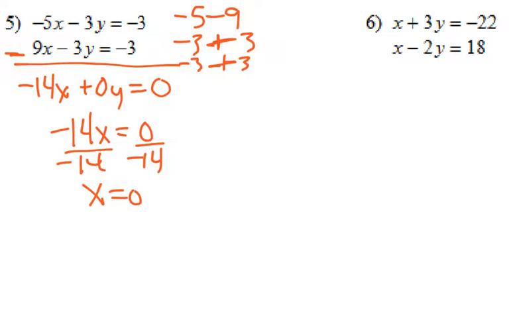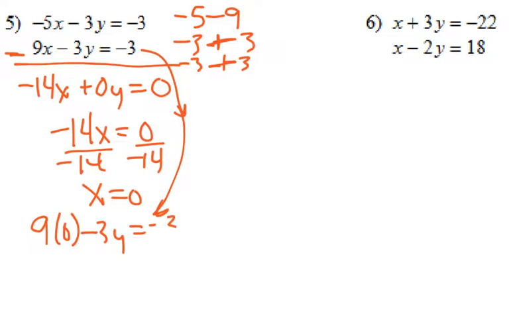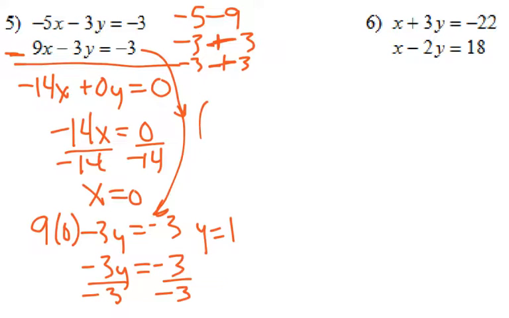So then, pick one of our other equations. Let's go down here. So 9, substitute 0 in there. Solve for y. So negative 3y equals negative 3. Divide by negative 3. We get y equals positive 1. So our answer, 0, 1.